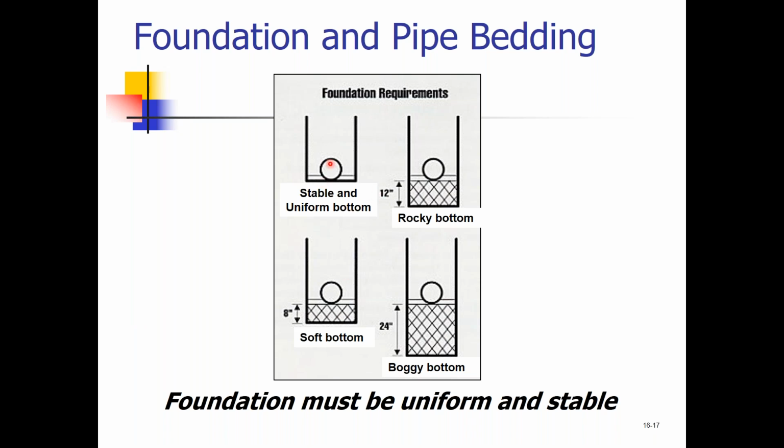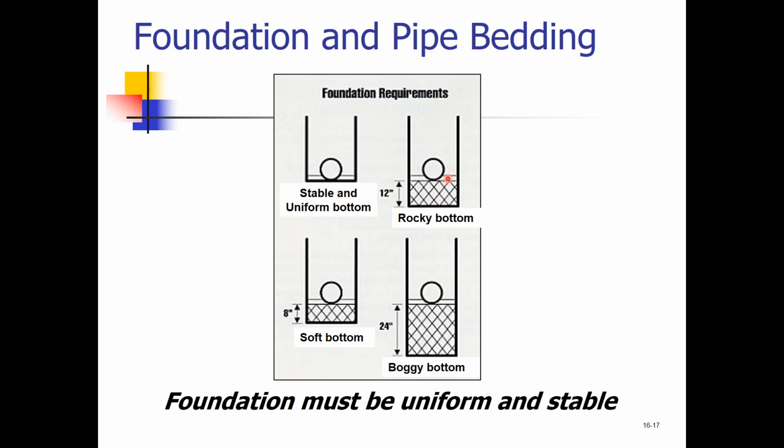If you have a very stable, uniform bottom, you can just put a pipe right in there. You should be able to get compaction on either side, and that should hold pretty well. But if you've got a rocky area underneath, it's not very stable. That rock tends to move a little bit. Chances are you're going to put about a 12-inch addition in there to make it a little more solid, so it's not moving all over the place.